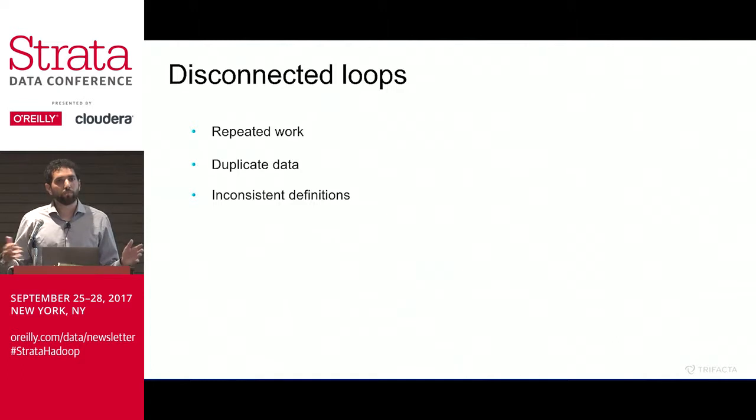And there's a bunch of problems that occur there in terms of inefficiencies, and also potentially some errors and other issues, such as repeated work. So you're doing stuff that's already been done before. You might duplicate a bunch of data, again putting more strain on your resources, and then also potentially producing inconsistent definitions. So you get two metrics out of two different reports. They look like they're the same metric, but you don't understand why they're different.